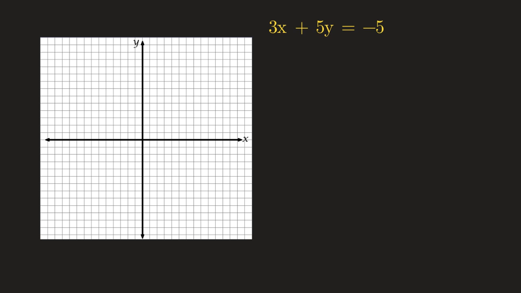As we discussed the other day, not every equation is going to be in slope-intercept form. Okay? What form is this? Standard form. That is standard form. Okay? 3x plus 5y equals negative 5. It is not in the form y equals.